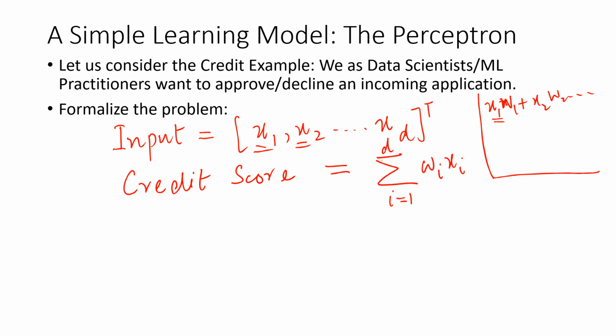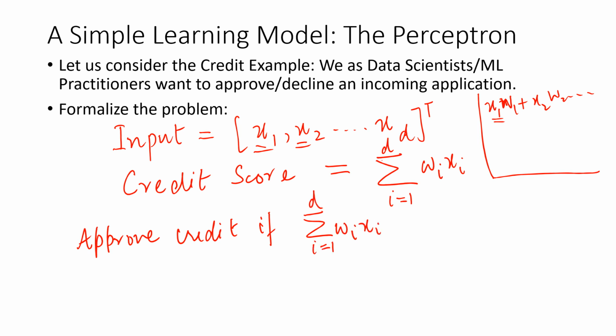And then the rule that we came up with was that we are going to approve or deny, right? So I'm going to approve credit if this value, which is the credit score, the sum from i equals 1 up to D of WiXi, is greater than some predetermined threshold. This predetermined threshold could be anything from our domain knowledge, basically determining whether the credit score is good or bad. If it's good, let's approve it.